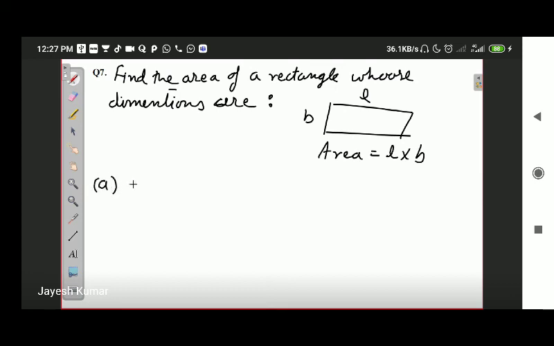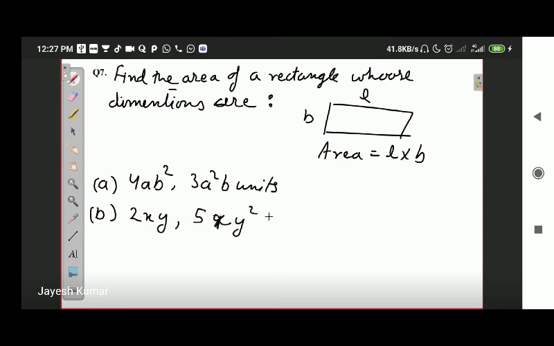A part: one dimension is 4ab square, another is 3a square b units. Because we are studying algebraic expressions, we can't be given units in centimeter or kilometer, so in place of those we write units. And B part: 2xy is the first dimension, and another dimension is 5x y square units. Once again, we have to multiply. So I'm doing the B part.